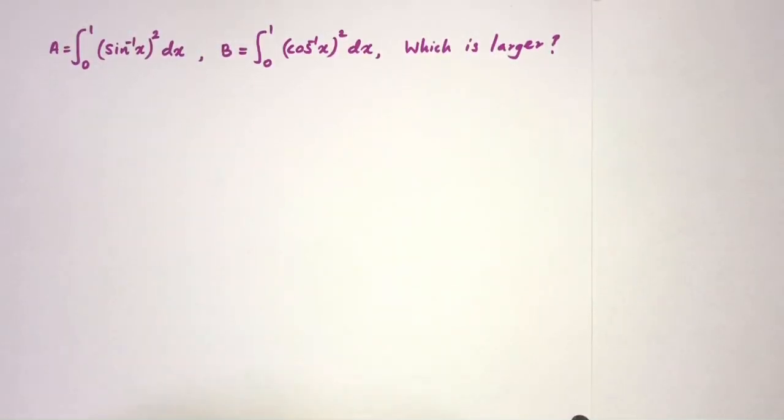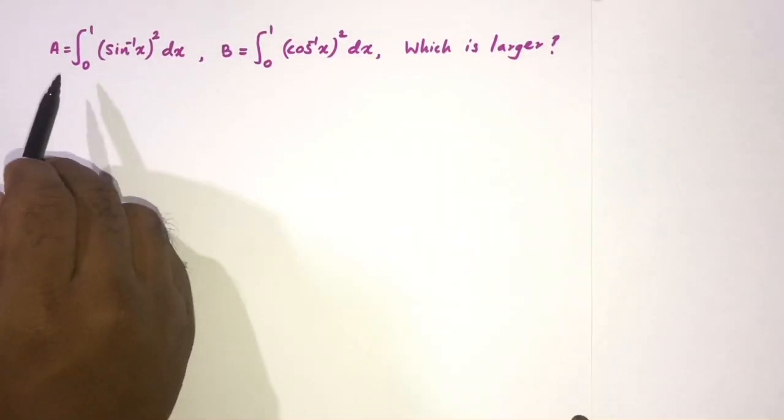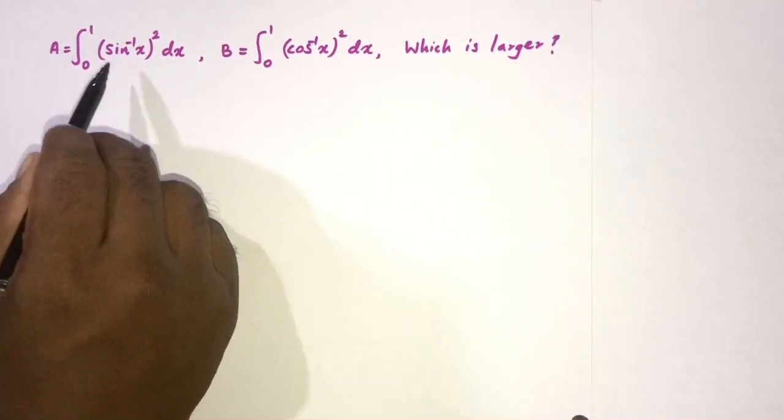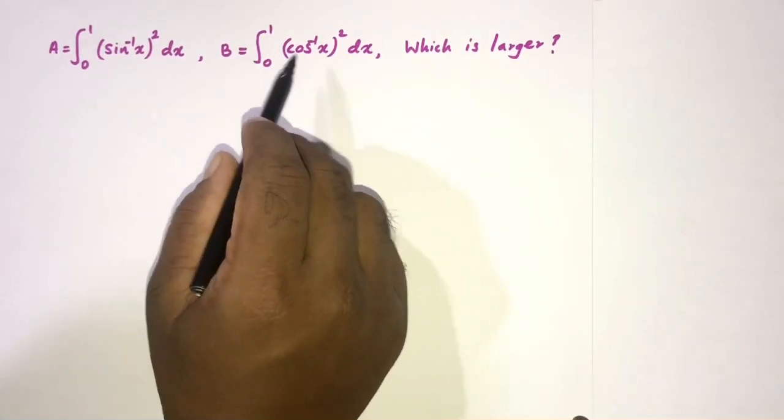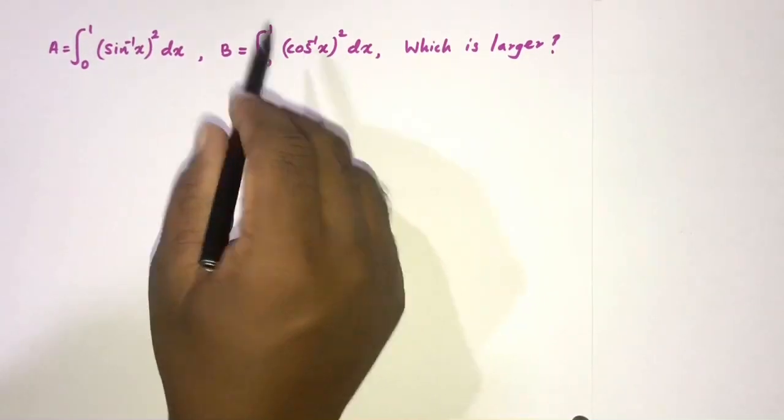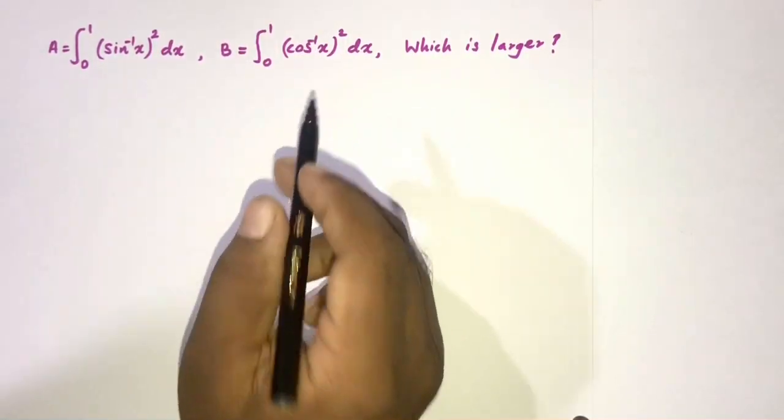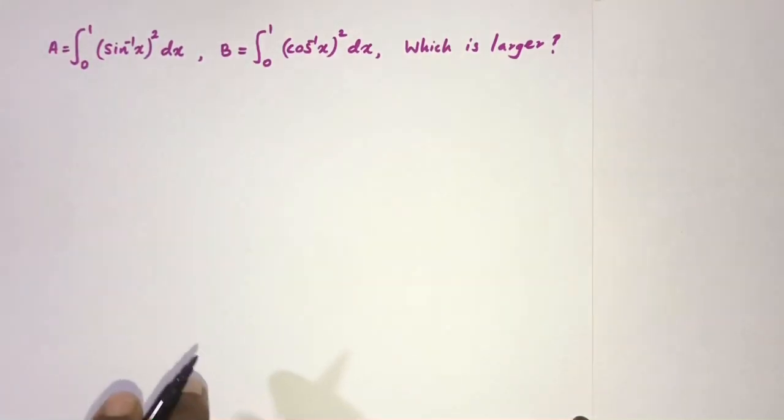In this video we are going to solve this interesting question. Here a is equal to arcsine of x squared and b is equal to arccosine of x squared. So which is larger, a or b?